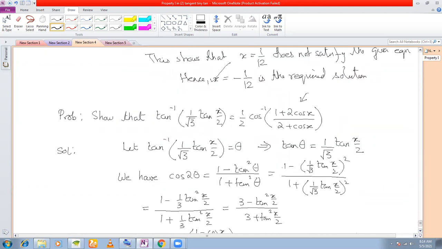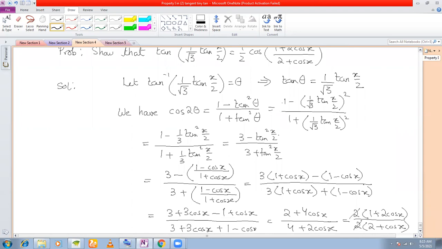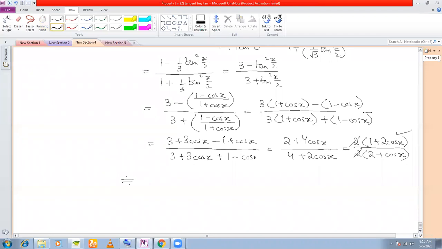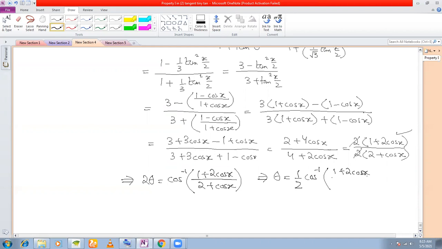Are we getting the right hand side? Yes, we are getting the right hand side. Right? So therefore, what have we got here? We have got cos 2 theta is equal to this. So therefore, what should be 2 theta? 2 theta is equal to cos inverse of this, 1 plus 2 cos x by 2 plus cos x. And therefore, what is theta? Half cos inverse 1 plus 2 cos x divided by 2 plus cos x.